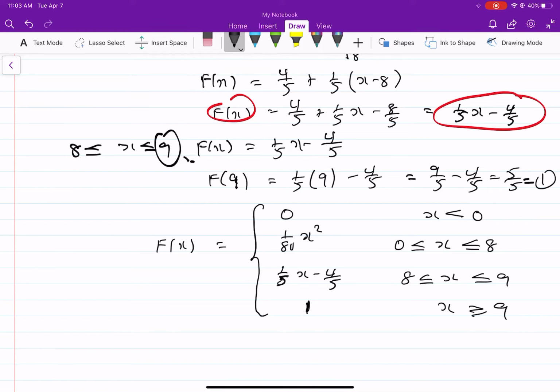That should make sense. The big F of x will stay at 1 because by the time you get to x equal 9, you're not accumulating any more probability. So even if you go to x equal 10, you still have a total probability of 1. You go to x equal 12, you still have a total probability of 1, and so on and so on. There's big F of x. Fully formed.